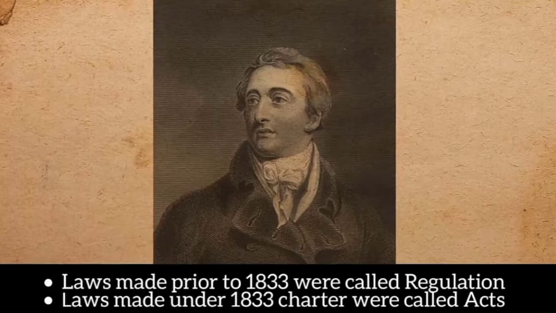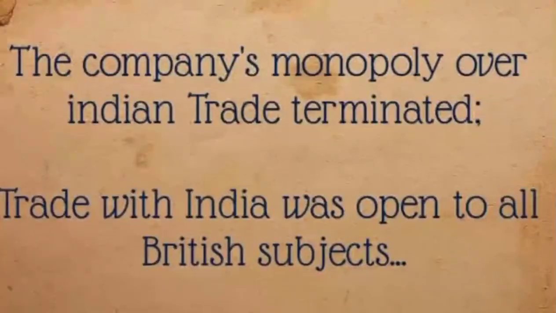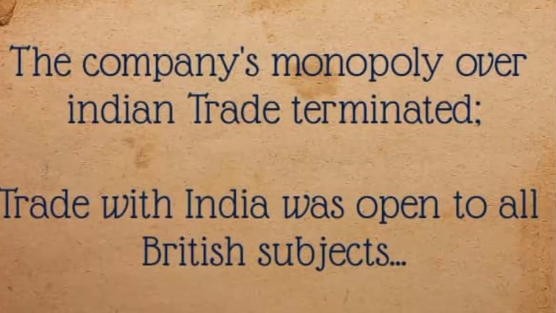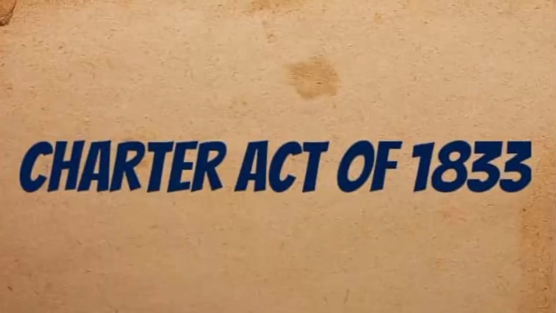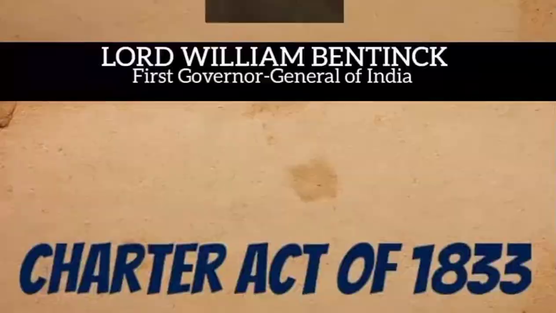Firstly, we are discussing the Charter Act of 1813. The company's monopoly over India trade was terminated. The trade with India was open to all British subjects, but trade in tea and trade with China remained exclusive to the company. And the Charter Act of 1833, the main provisions are there.